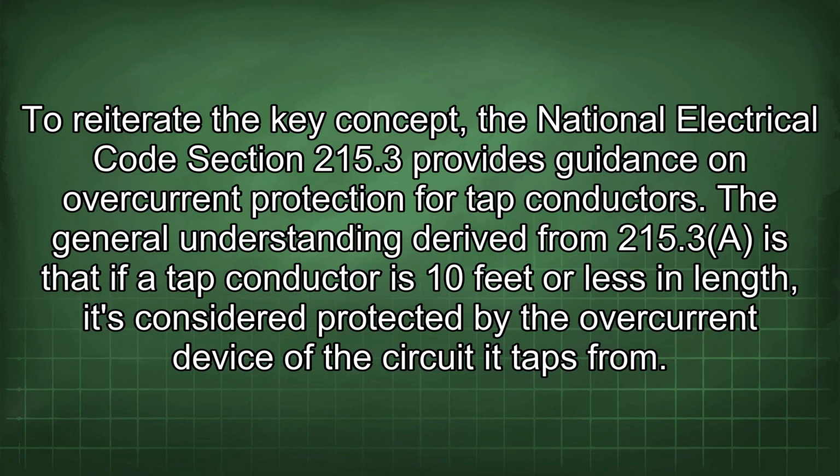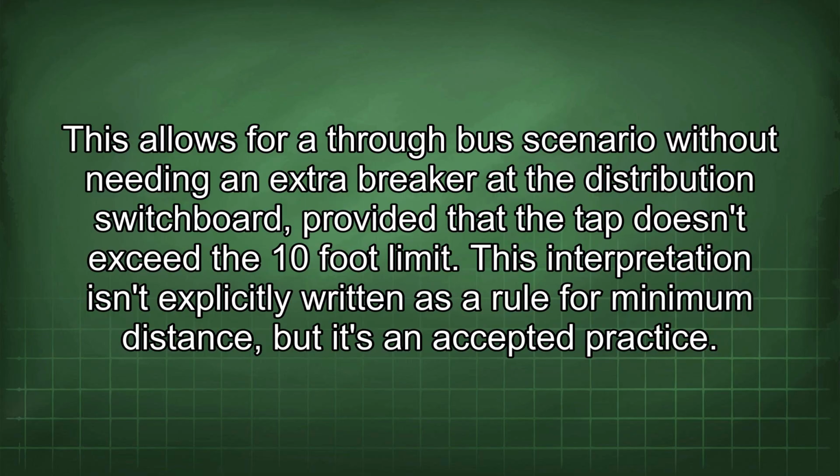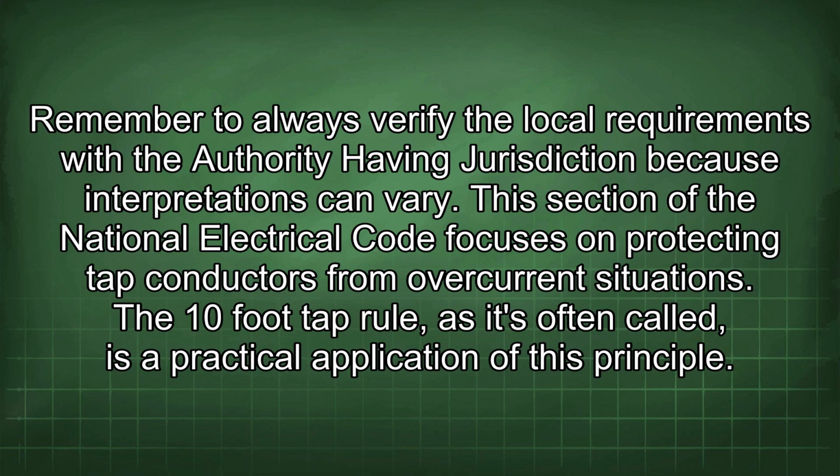To reiterate the key concept, the National Electrical Code Section 215.3 provides guidance on overcurrent protection for tap conductors. The general understanding derived from 215.3 is that if a tap conductor is 10 feet or less in length, it's considered protected by the overcurrent device of the circuit it taps from. This allows for a through-bus scenario without needing an extra breaker at the distribution switchboard, provided that the tap doesn't exceed the 10-foot limit. This interpretation isn't explicitly written as a rule for minimum distance, but it's an accepted practice. Remember to always verify the local requirements with the authority having jurisdiction because interpretations can vary.